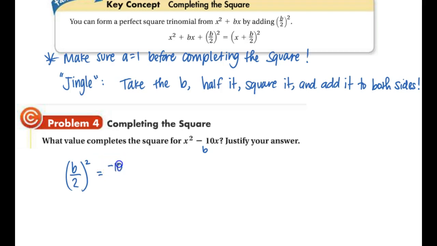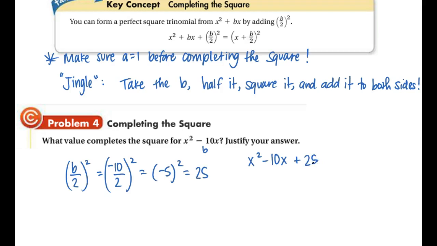So negative 10 over 2, half it and square it. The number inside is negative 5. Negative 5 squared is 25. Now we want to put that in the c spot. So take the b, half it, square it. Now we have x squared minus 10x plus 25.